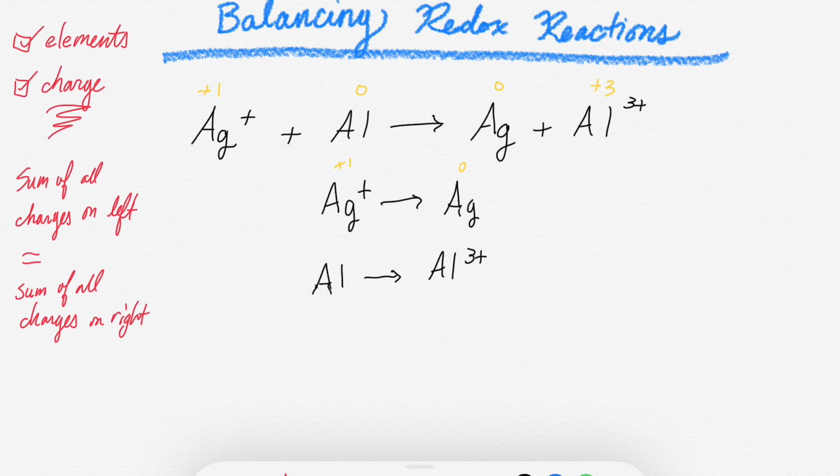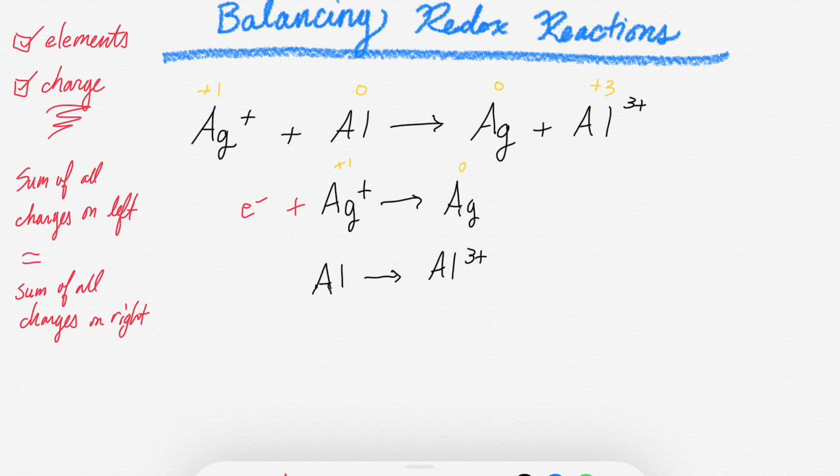Okay, so looking at this, I've got +1 on the left, I've got 0 on the right, and that's not balanced. So let's balance it. And the way that we can do that is if we add 1 electron here, because remember, electrons are -1, so -1 + 1 is 0.